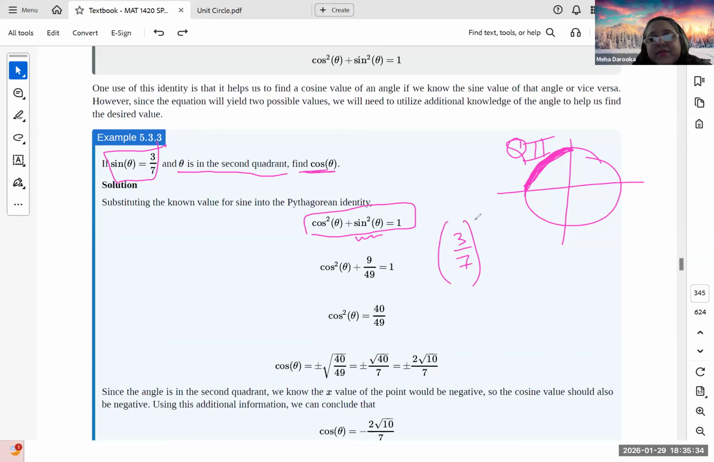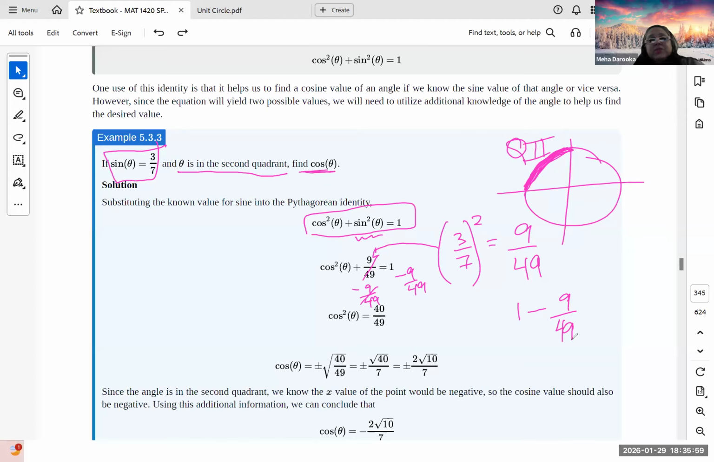And then since you have to square it, you can see that's where the 9/49 is coming from, right? After you have squared it. Then to get cosine squared by itself, we would go ahead and subtract both sides of this equation by 9/49. So you can see on the right-hand side, you will end up doing 1 minus 9/49.